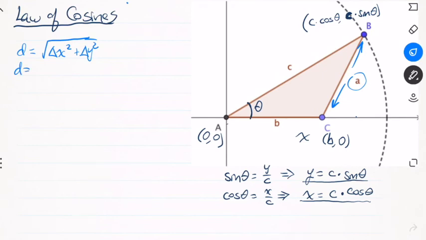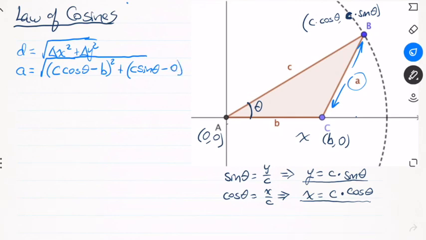And the change in x in this case and d in this case is my little letter a, so I'm going to get a is equal to the square root of, draw this out, and then the change in x is going to be the x-coordinate of point B minus the x-coordinate of point C, so it's going to be c cosine of theta minus b, and this will be squared, plus, and then we're going to get c sine theta minus the y-coordinate down here at point C is just 0 and squared.